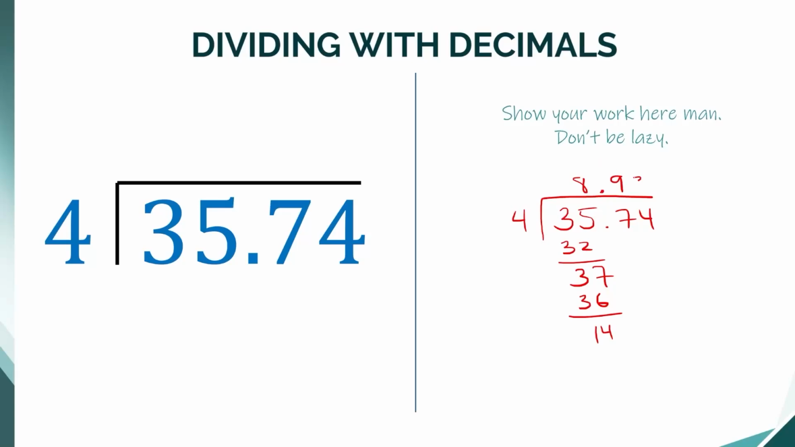That goes in 3 times. 3 times 4 is 12. 14 minus 12 is 2. So we have to add a 0 here so we can bring it down. And 4 goes into 20 5 times. And we're done. So the correct answer is 8.935. That's a pretty easy example because the number we're dividing by is already an integer.